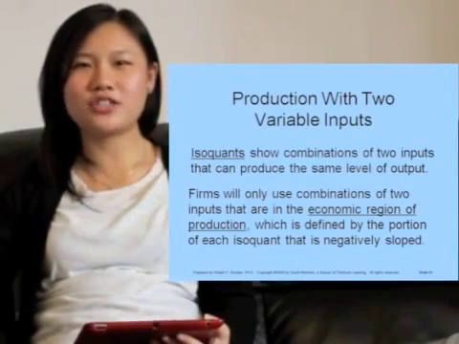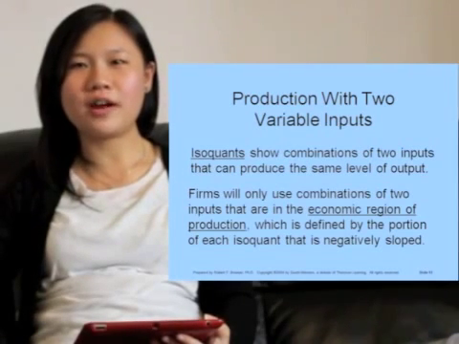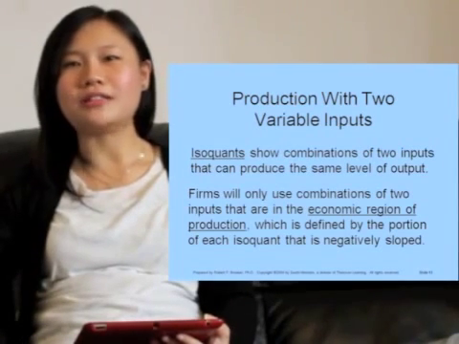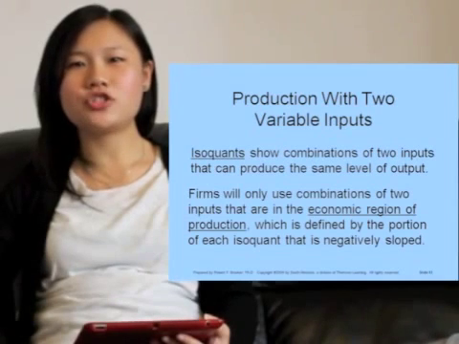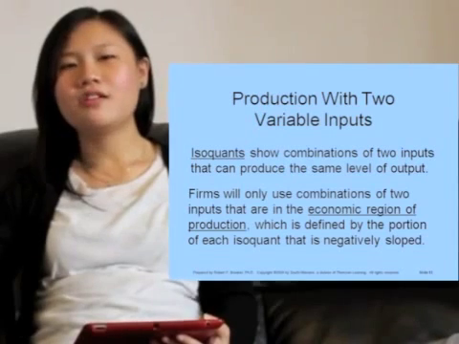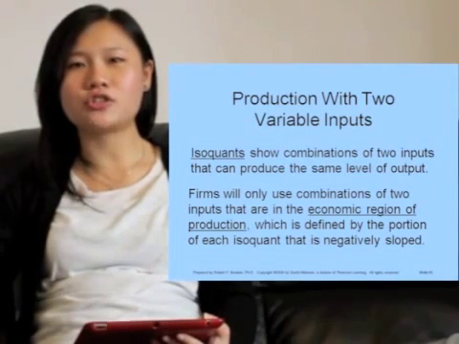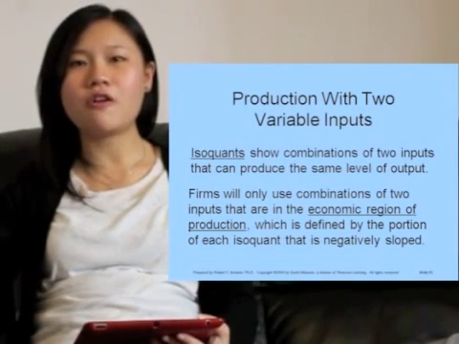To examine the production function when there are two variable inputs, we can use isoquants. Isoquants show combinations of two inputs that can produce the same level of output. Firms will only use combinations of two inputs that are in the economic region of production, which is defined by the portion of each isoquant that is negatively sloped.